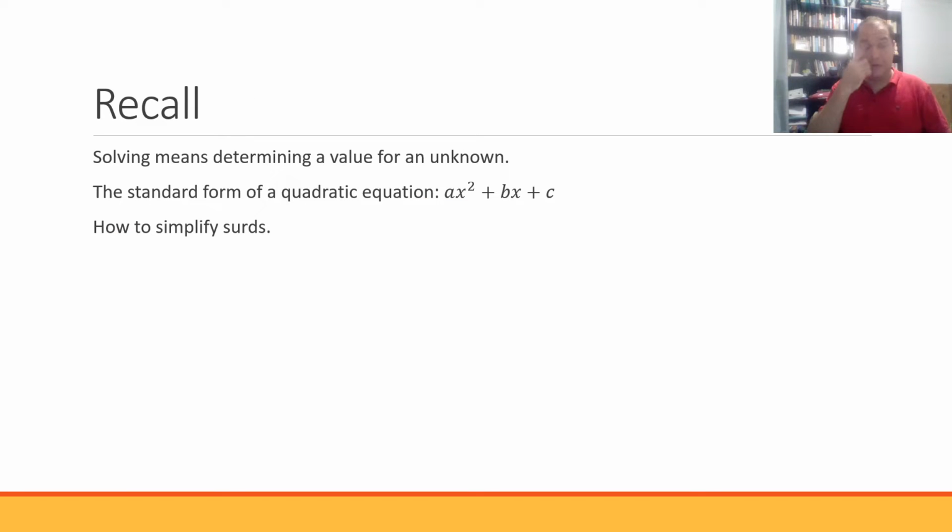The biggest things you'll have to recall before you watch this video is remembering that solving just means determining a value for an unknown. That is, what number does x equal to make an equation true. You need to remember the standard form of our quadratic equation, that is ax squared plus bx plus c. We're going to use those values and those parameters quite regularly, so you'll have to remember that too.